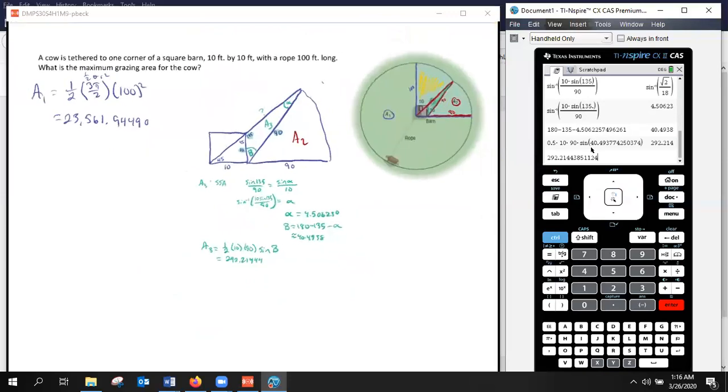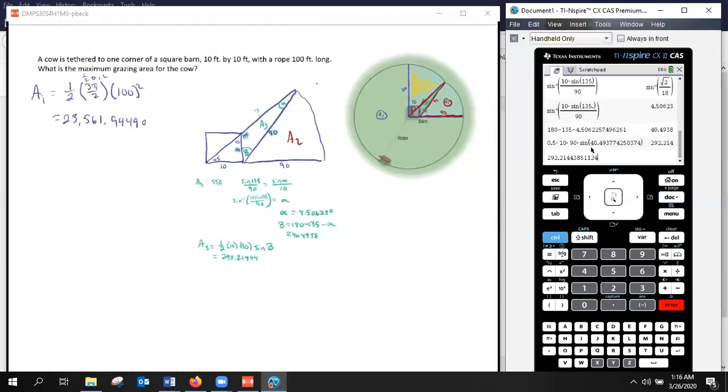All right. So area 1 that I found, let's actually add to it 2 area 3s. So let's go ahead and multiply that by 2 right now to get 584.429. And from here, let's go to the red region.